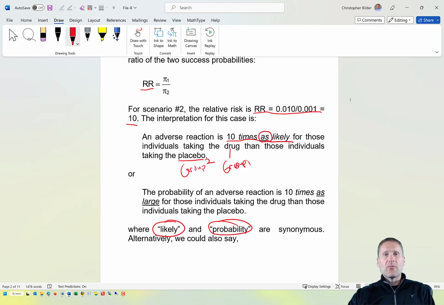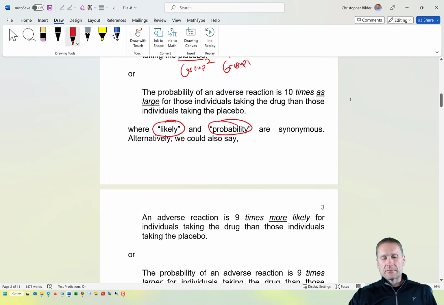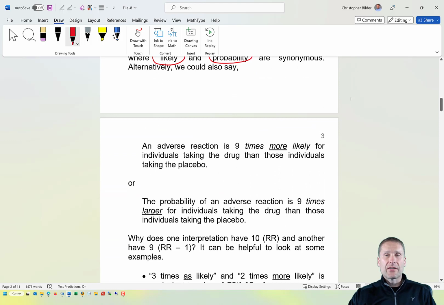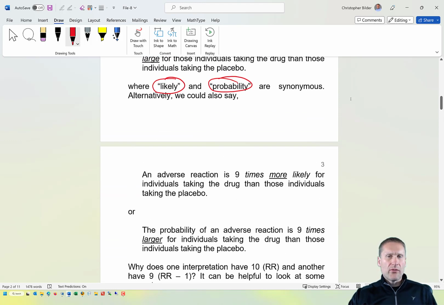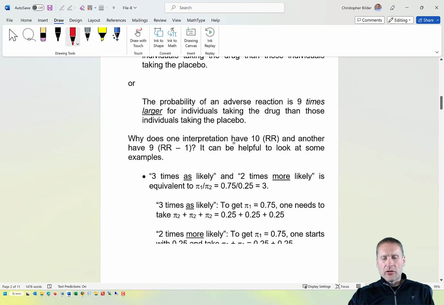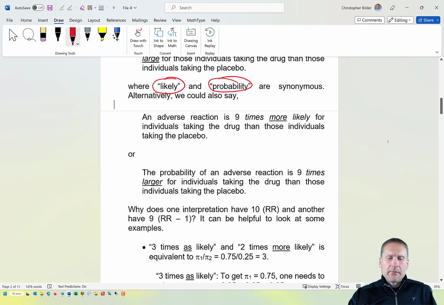This is going to be important, especially with the next set of notes coming up. Actually, I'm sorry, next subsection of notes. Now, an alternative way to phrase this particular interpretation is as follows. An adverse reaction is 10 times more likely for individuals taking the drug than for those individuals taking the placebo.